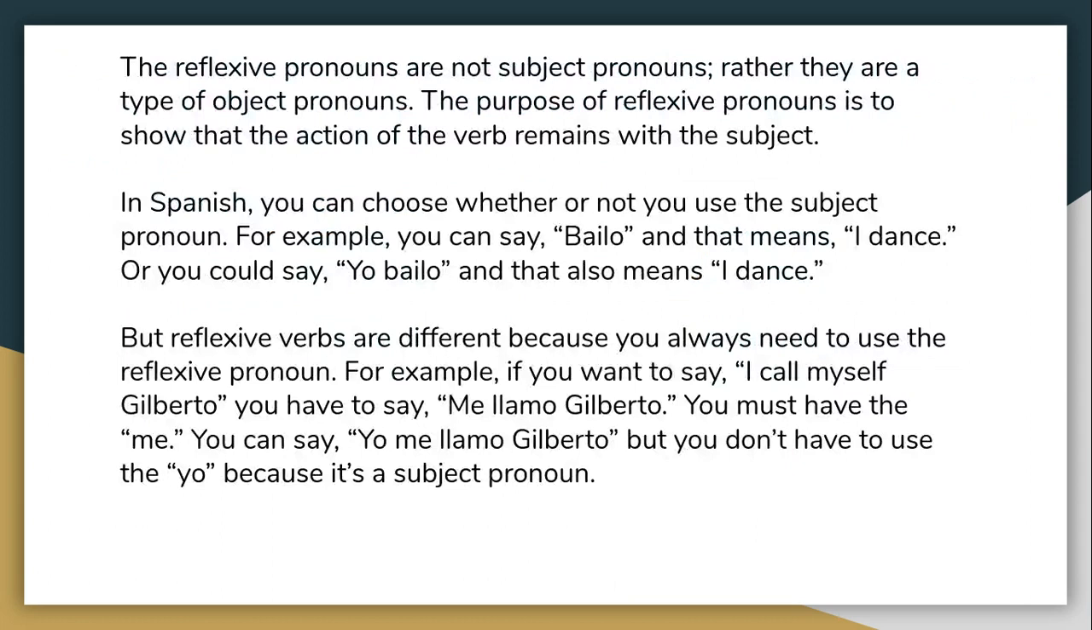But reflexive verbs are different because you always need to use the reflexive pronoun. For example, if you want to say I call myself Gilberto, you have to say me llamo Gilberto. You must have the me. You could also say yo me llamo Gilberto, but you don't have to use the yo because it's a subject pronoun.